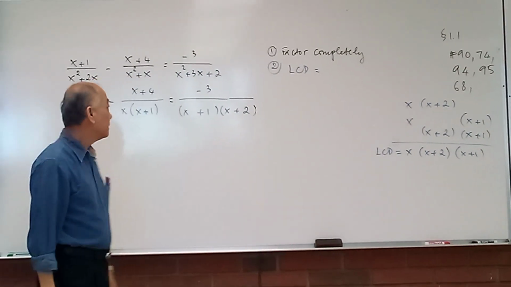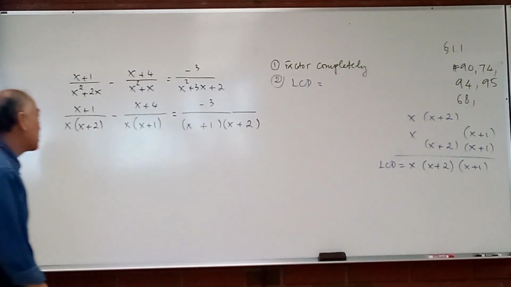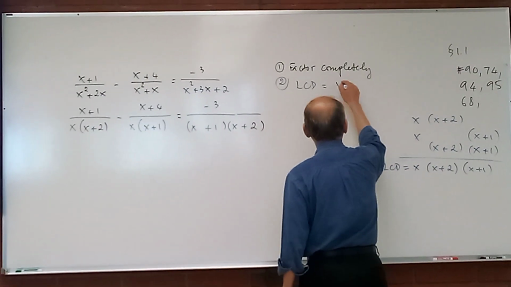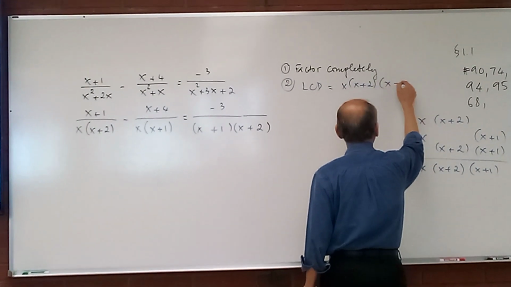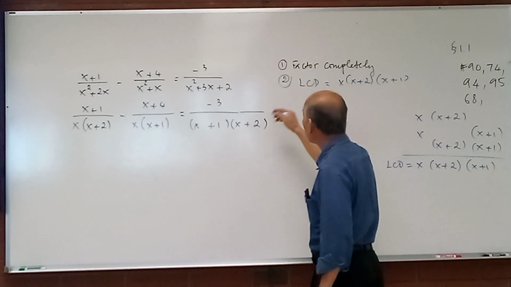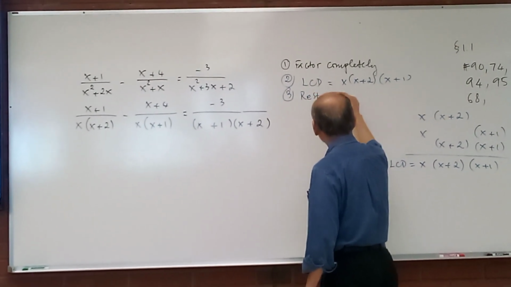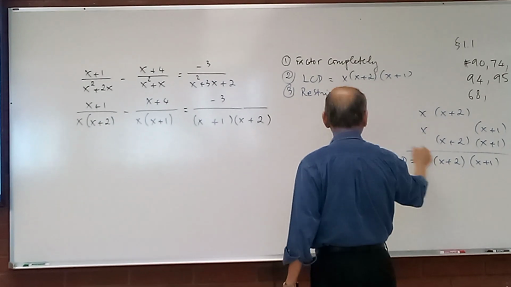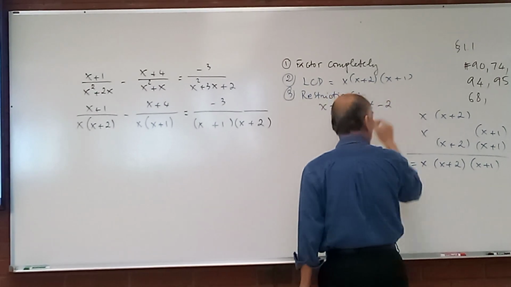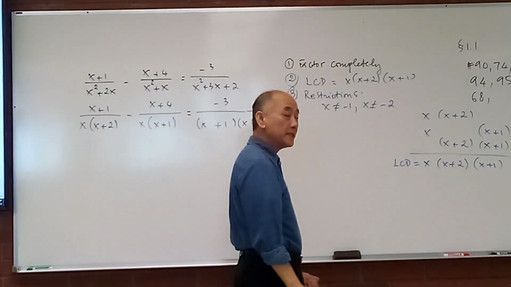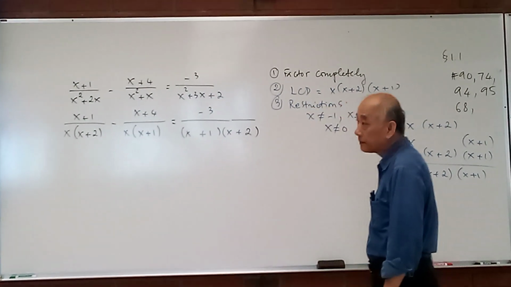Yeah. And just next step, the restriction. What's the restriction? x cannot equal negative 3. x cannot be negative 1. x cannot be negative 2, and one more, 0. x cannot be 0. Okay, that's the restriction.